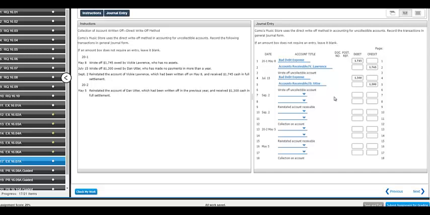September 2nd, we reinstated the account of Vicki Lawrence, which had been written off on May 8th, and received $17.45 cash in full settlement. Notice that Vicki paid her balance within the same year. So we have a two-step process, and it's real similar to what we did with the allowance method. You reinstate the account and record the collection. We're going to put Vicki back on the books by debiting her accounts receivable and crediting where we wrote her off, the bad debt expense. In other words, we just reversed the entry where we wrote her off. Then we enter the amount, and in the next step we collect the cash. Here's the cash debit where she paid us, and now we credit her accounts receivable that we just reinstated above.